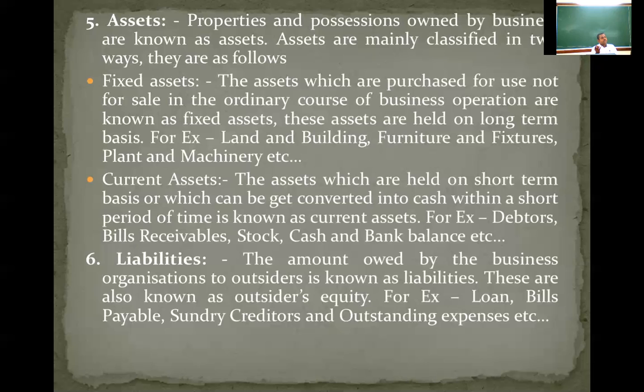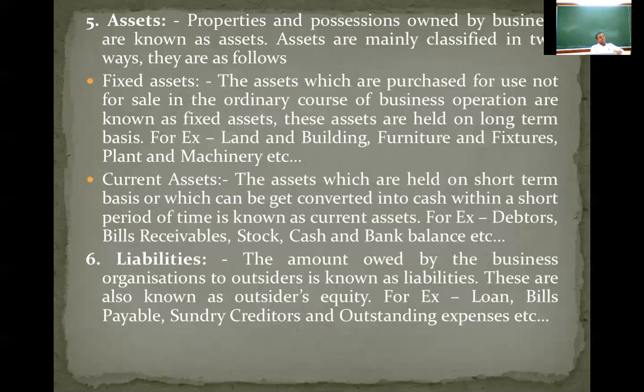Then you can take the example of stock, that is stock of finished goods, meaning goods which are produced but not yet sold. So the company is going to sell them within a month or 2 months. So that kind of assets are called what? They are called current assets. Yeah, it is about assets.